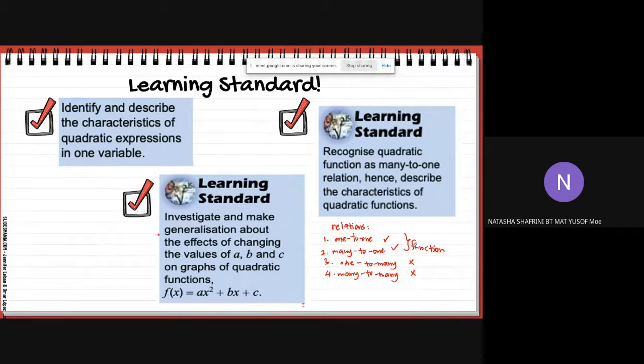Okay, macam mana rupa ni awak dah belajar last week. Ini untuk recall saja. So hari ini kita akan belajar recognize quadratic function as many to one relation, dan macam mana nak check dia adalah many to one ke ataupun function ke tidak. Learning standard: investigate and make generalization about the effects of changing the values of a, b, c on a graph of quadratic function. This is the general form of quadratic function, ax square plus bx plus c.